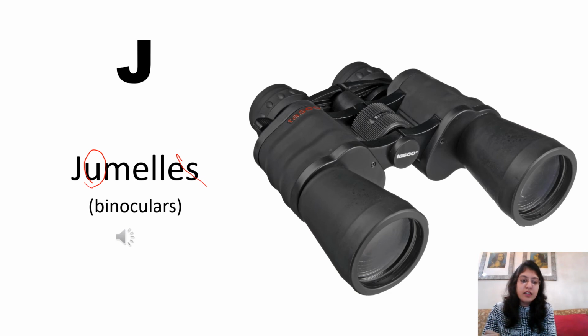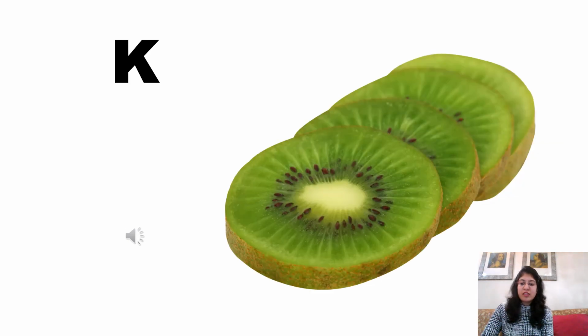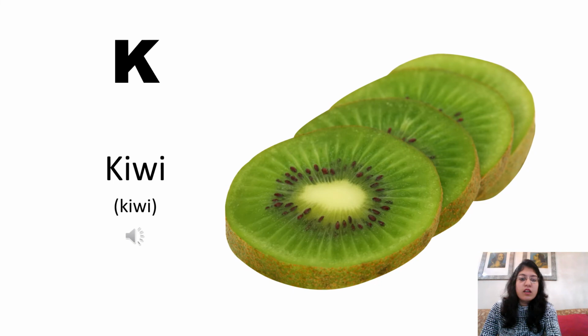Again, jumelle. K is called Ka in French. Ka stands for kiwi. Now look. The I is pronounced as E, as I already told you. So it has to be pronounced kiwi. Now listen to the pronunciation of the native French speaker. Kiwi. Again, kiwi.